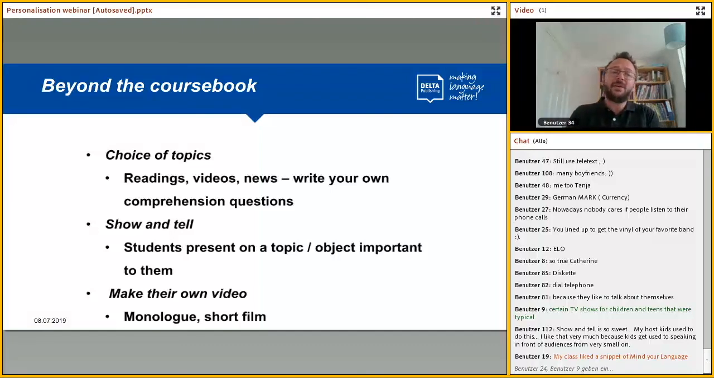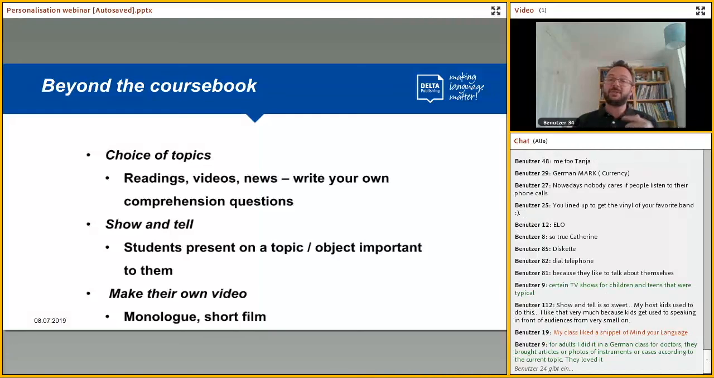And then making their own video can either be a short monologue talking directly to the camera themselves, or a short film. If you're trying to teach narrative tenses and do a story, and you've been doing that, then they could perhaps produce a short little story and then play it in class, and other students can write the story out in text, describing what happened, and using the target language that you want.